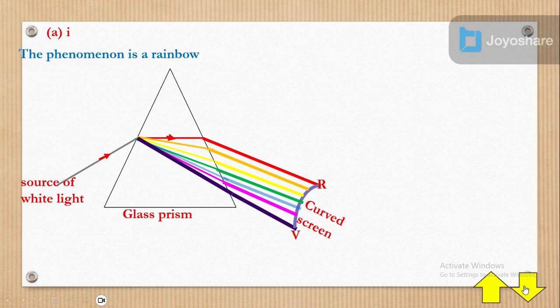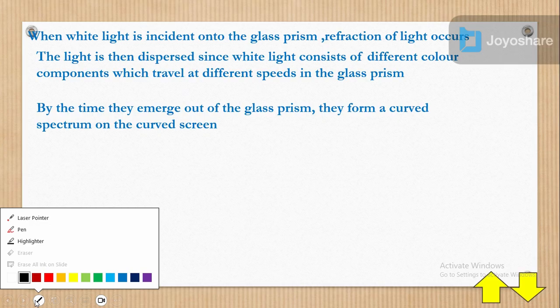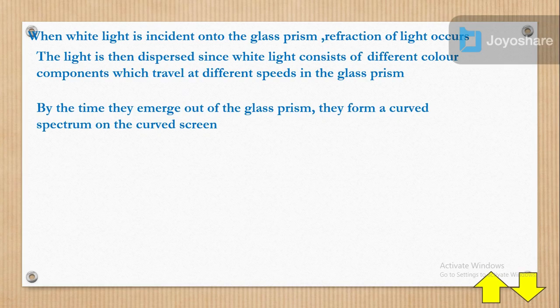Okay, to check, we now have the statement: the light is then dispersed, since white light consists of different color components which travel at different speeds in the glass prism. So now dispersed means spread. This word dispersed means spread or simply split. You can call it split. So the white light is split into different colors, first we shall say they are split into 7 colors, which are ROYGBIV. We have talked about that.